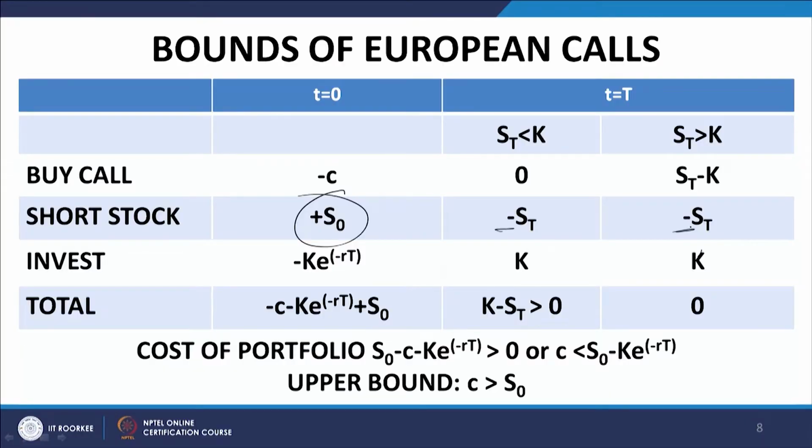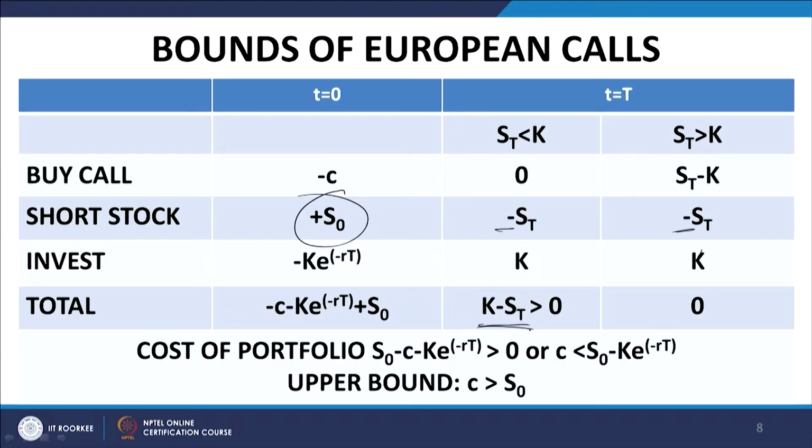Now, let us look at this situation. Let us work out the aggregate cash flows. ST minus K minus ST, ST cancels out, K cancels out. So, in this scenario, when ST is greater than K, the cash flow from this portfolio is 0. If ST is less than K, the net cash flow is K minus ST. But please note, ST is less than K, and therefore in this situation you have a positive cash flow.